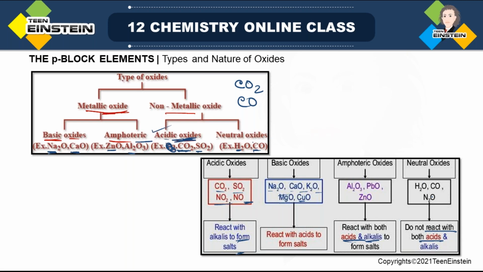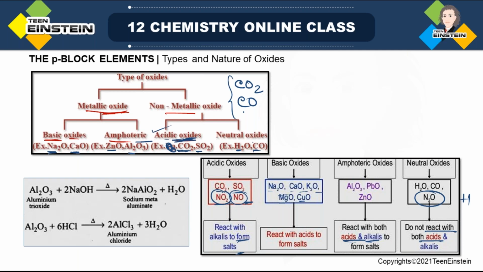Another example: this is also a nitrogen oxide, this is also an oxide of nitrogen. But what is the difference? Here the oxidation state of nitrogen is +1, but here it is +4 and +2. Again, the same thing that I said in the CO2 and CO case: same element but higher oxidation state means it will be towards the acidic side.